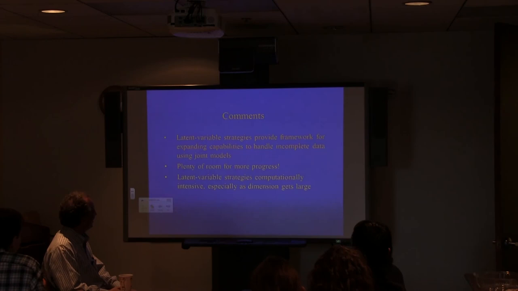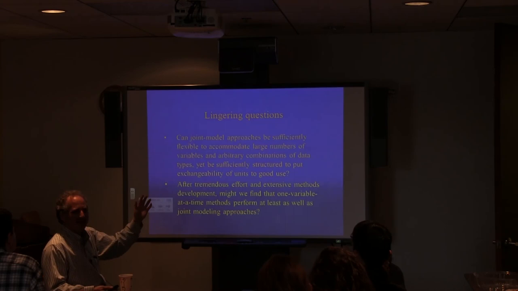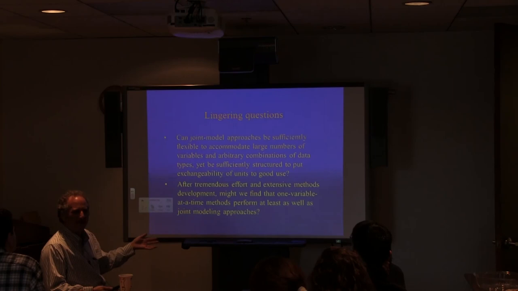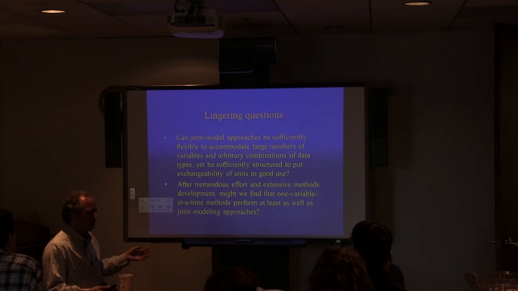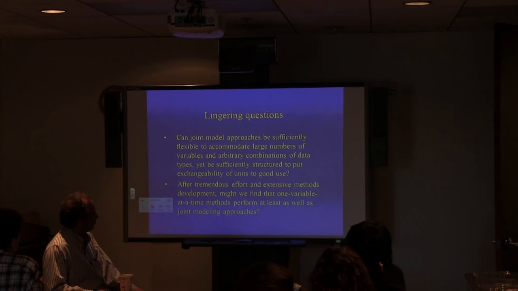There's a question about whether these joint modeling approaches, for all the work they take, are really worth it. In practice, I still often recommend people use these one variable at a time methods, because you can get farther faster, and they're pretty well accepted. It's maybe not the perfect solution. We might, even after a lot of work, find the one variable at a time methods perform at least as well, but I tend to think that in the long run, this joint modeling approach still has much to recommend it. So maybe I'll stop there.